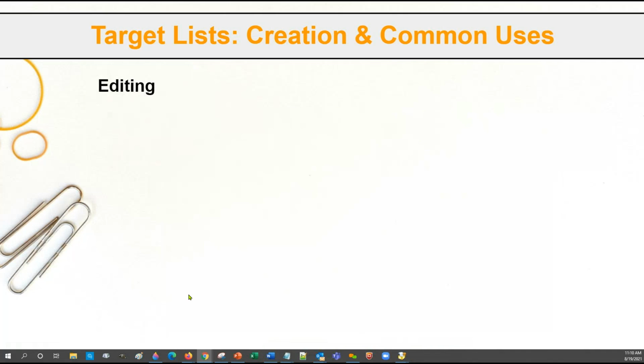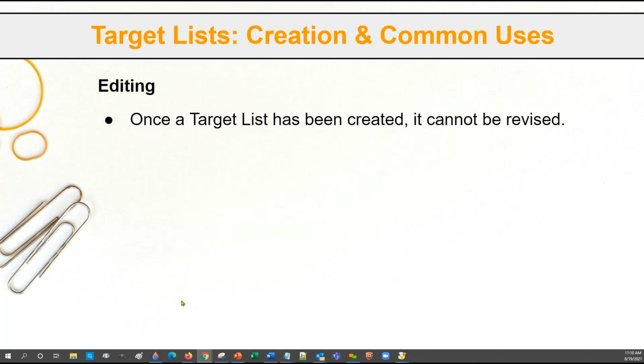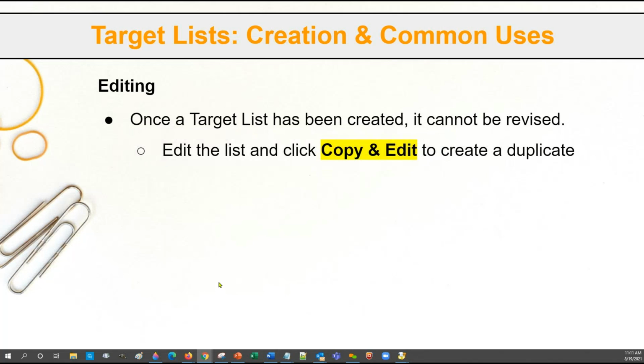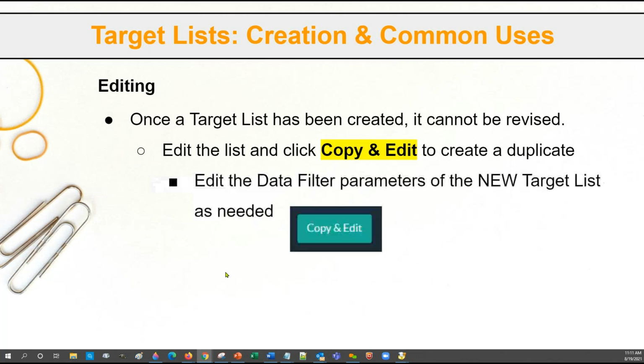A common question we receive about target lists is related to editing. The data points on an existing target list cannot be changed or edited once it was created. However, you can duplicate the list and revise it as needed. To use different criteria, you can either create a brand new list, or you can click the edit icon for the desired list, then click the copy and edit button to create a duplicate list and revise it as needed.